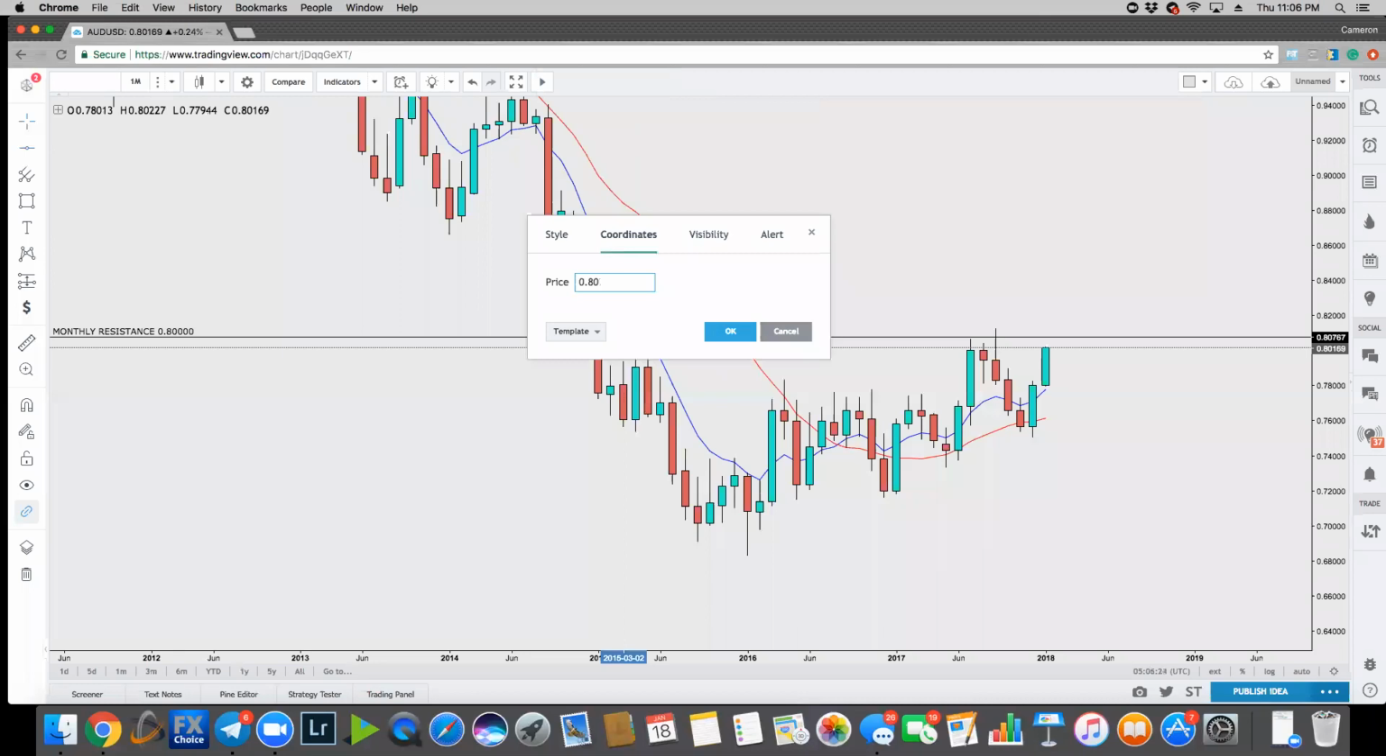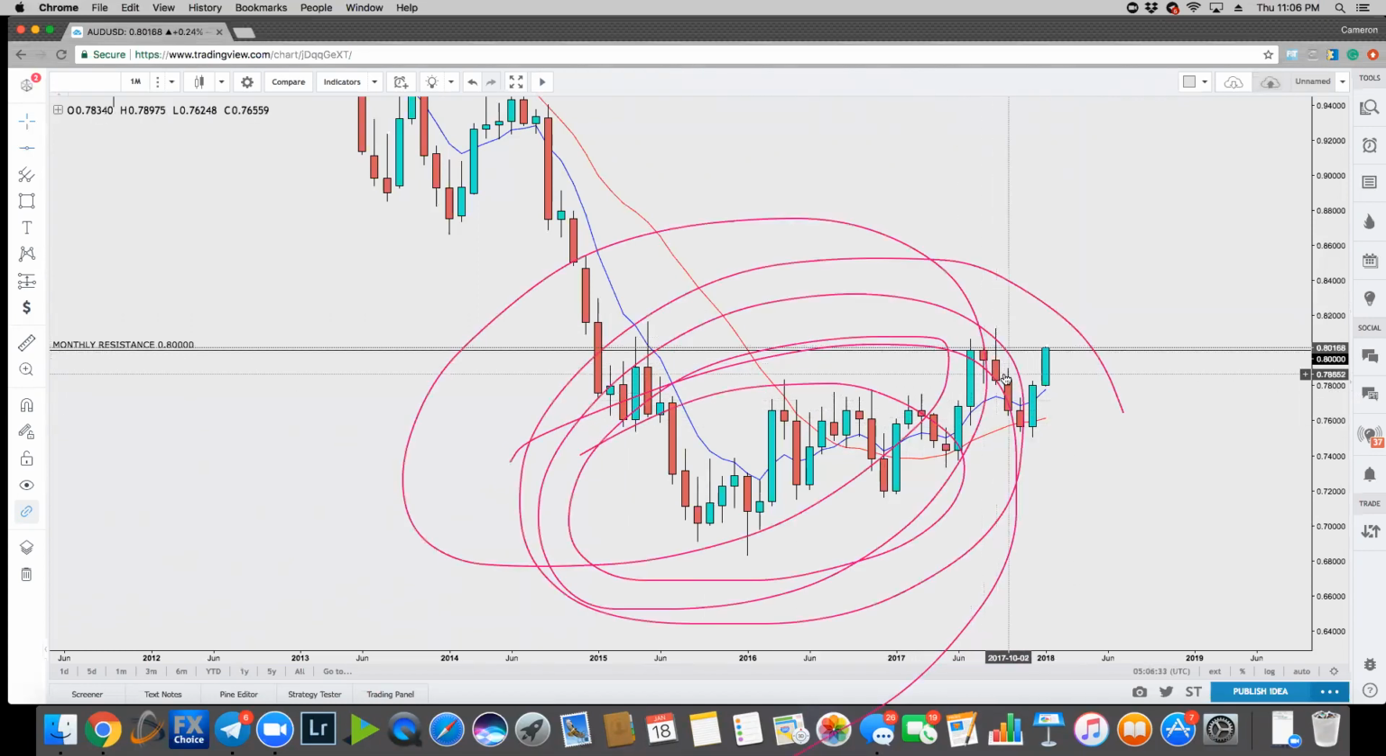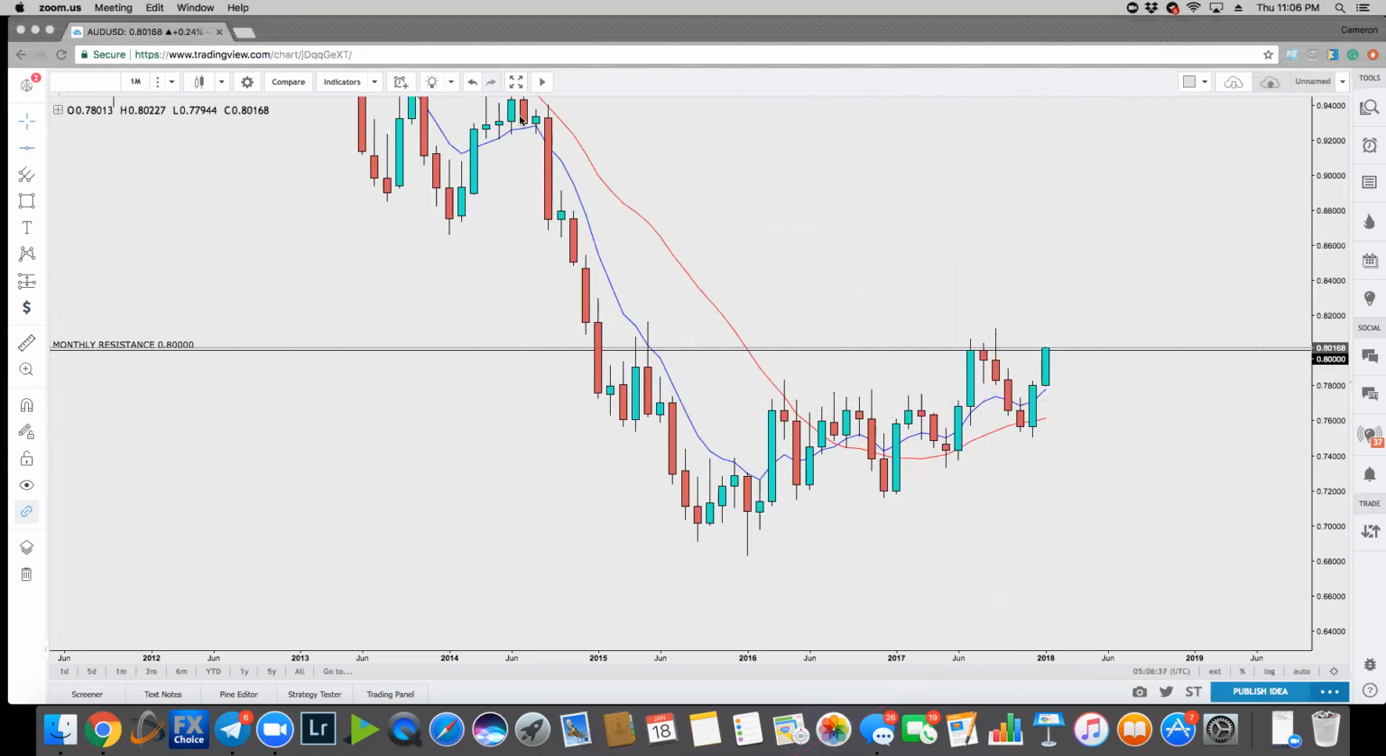Whoops, my bad. So you can see it's kind of in that area. And if you look to the right, you'll notice that, hold on one sec. Let's not draw on the screen. I don't know how to turn that off. But if you look to the right, you'll notice that monthly candles did not close above that area. So we do know that 0.80 is going to be our first area of monthly resistance, okay?